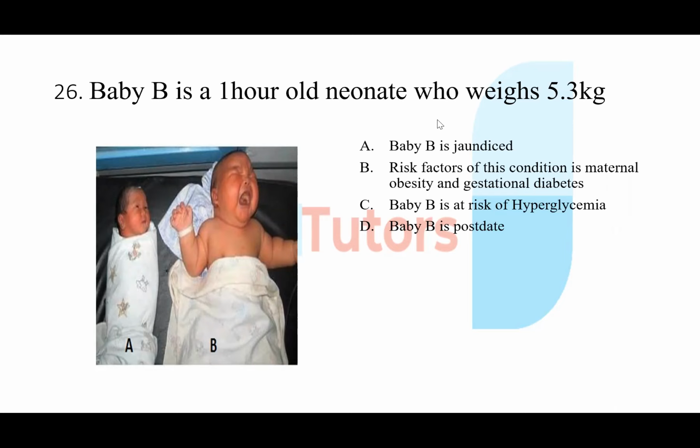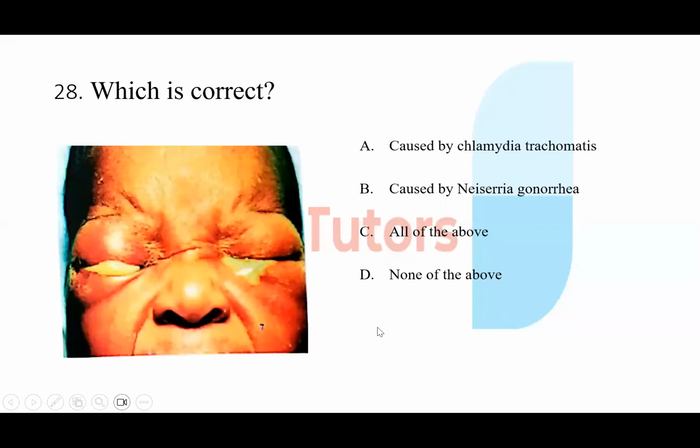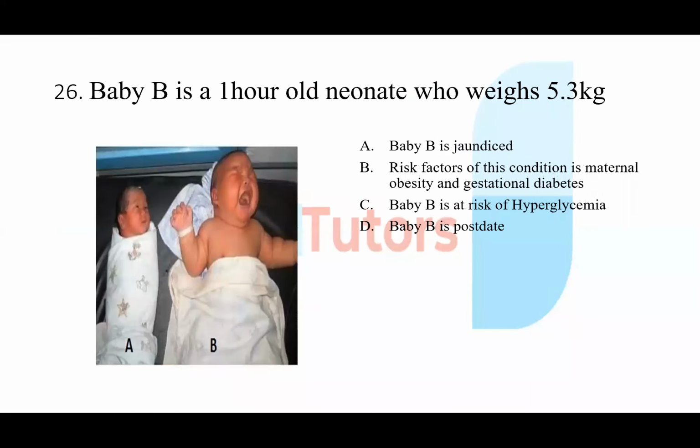So there's a risk factor for a child having this enlarged size, a big size like this: maternal obesity, yes, gestational diabetes mellitus, yes. All these are reasons why a child may have a very big birth weight like this. And they are at risk of hypoglycemia.